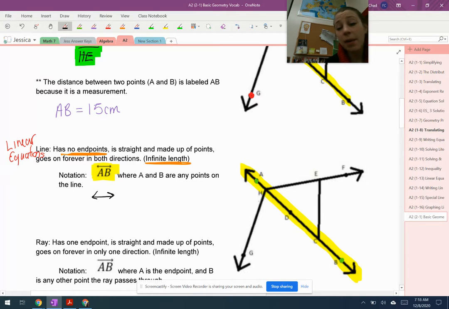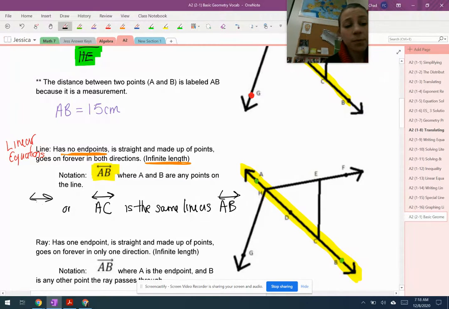This line is also the same. Another name for this same highlighted line could be line AC. C is also another point on that line. So that would be talking about the same line. Is the same line as AB, which is also the same as, I could call it, instead of AC, I could even call it HD.